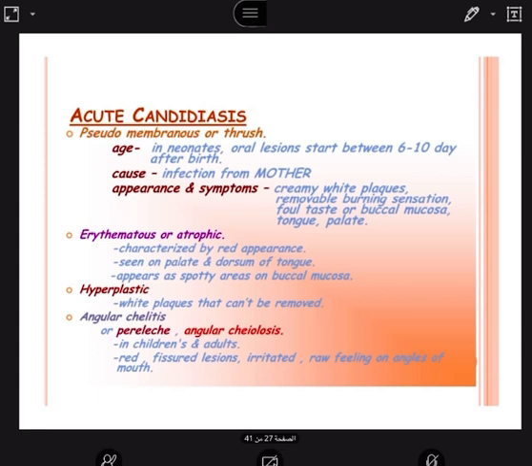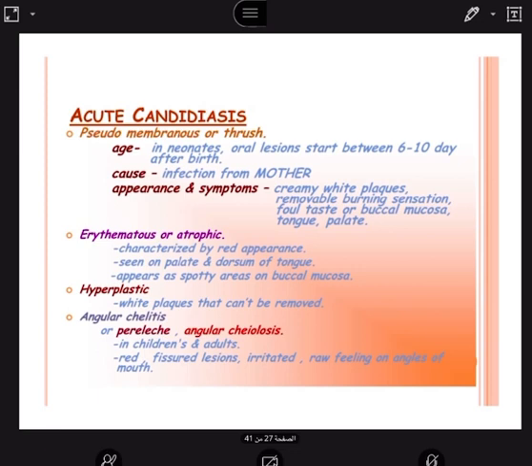Hyperplastic, you can see white plaques that cannot be removed. Okay, so when you compare hyperplastic candidiasis with oral thrush, the difference is that in oral thrush you find creamy white plaques which can be removed, whereas in your hyperplastic you will find white plaques that cannot be removed. So that is the difference.